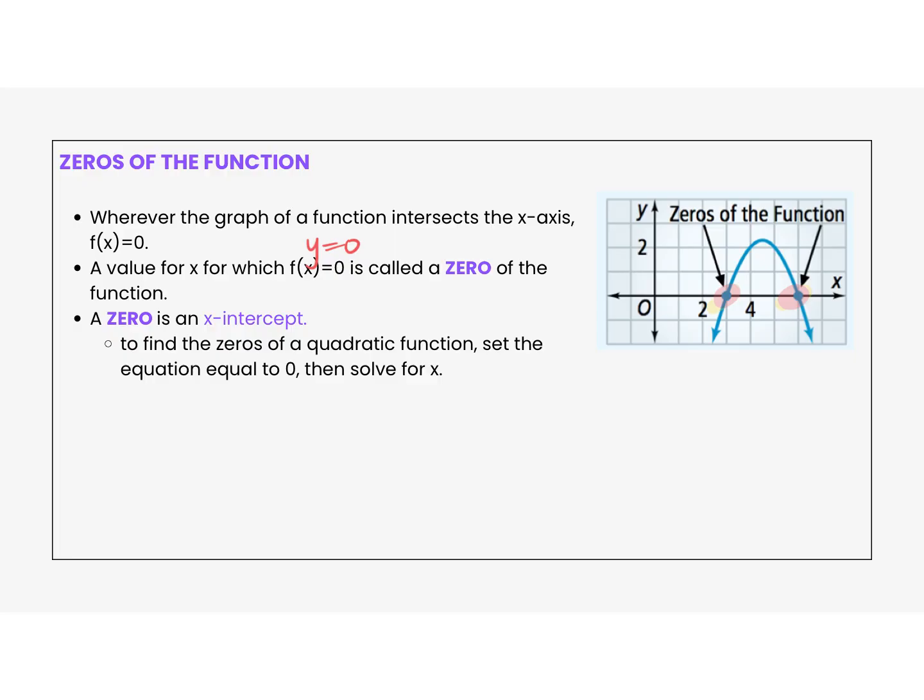So to find the zeros of a quadratic function, we're going to set the equation equal to 0, because that would be like saying that y is equal to 0. And then we're going to solve for x. So again, when we say we're solving a quadratic function, that's what we're looking for. We're looking for those times where the graph crosses the x-axis, and those are what we refer to as the zeros.